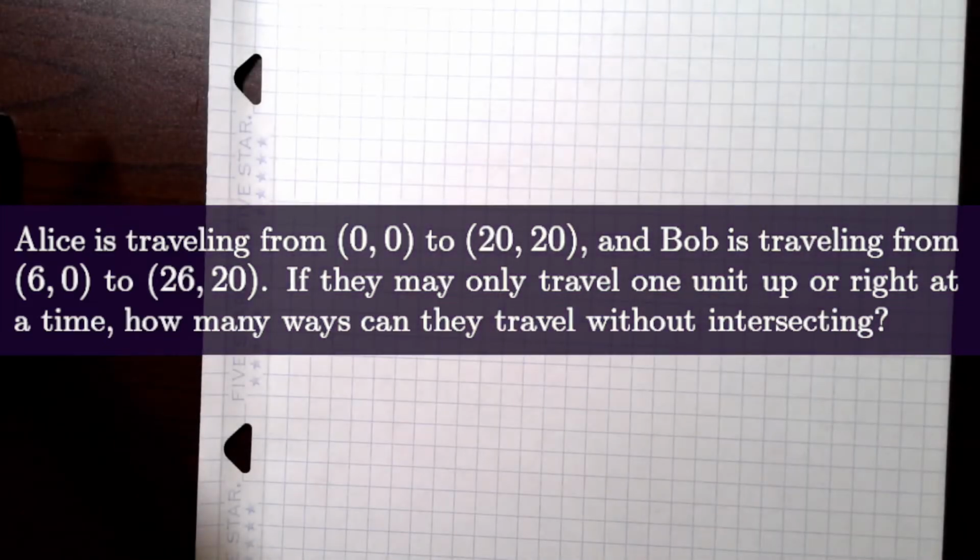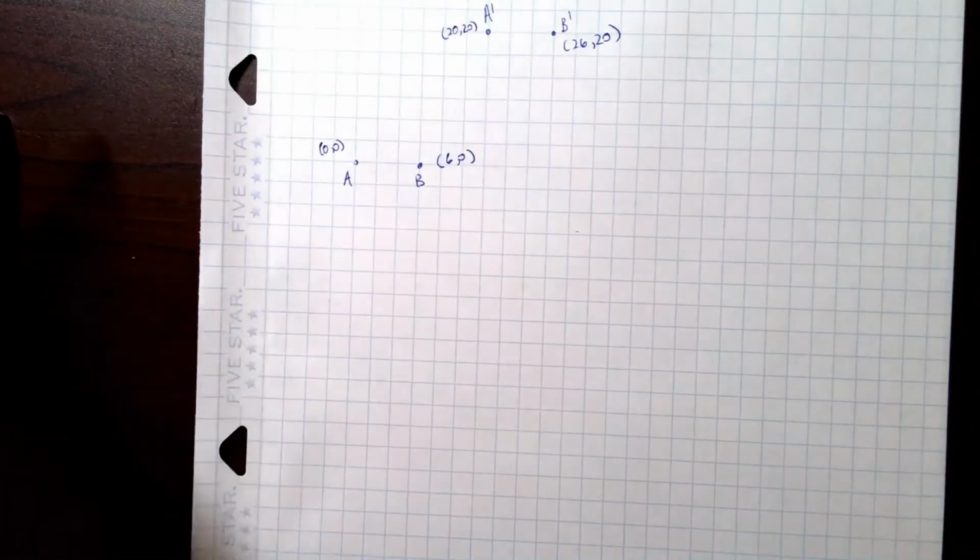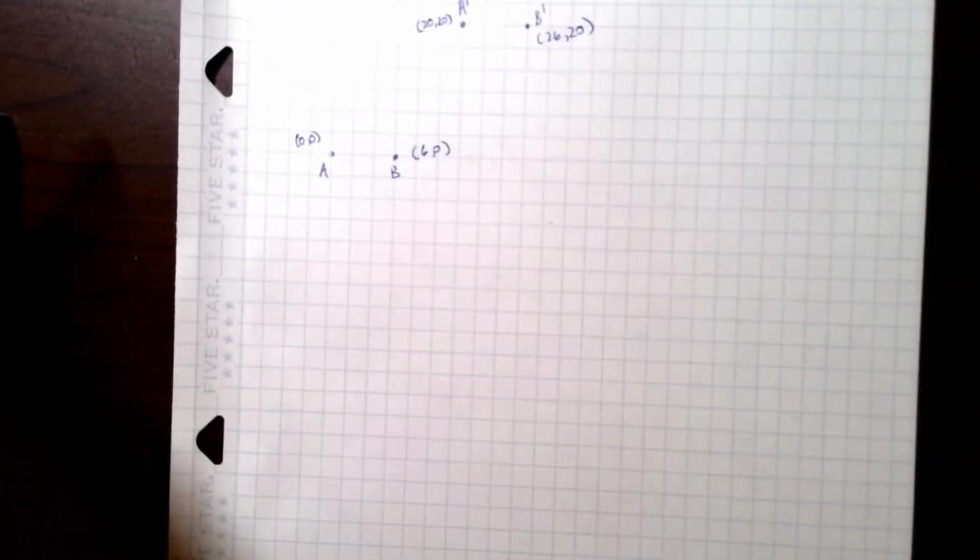Alice is traveling from (0,0) to (20,20), and Bob is traveling from (6,0) to (26,20), and they may only travel 1 unit up or 1 unit right at a time. They want to find the ways they can travel without intersecting. Here, A' and B' represent the final destinations of Alice and Bob, and A and B represent the starting points. We want to find a way that they can travel without intersecting.